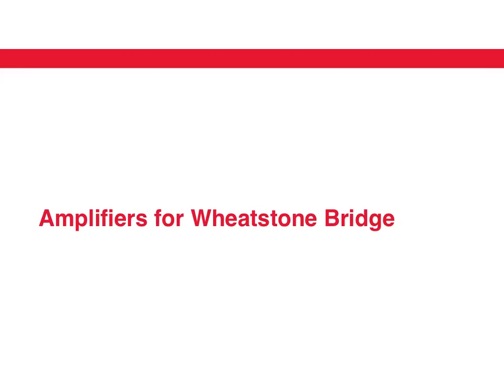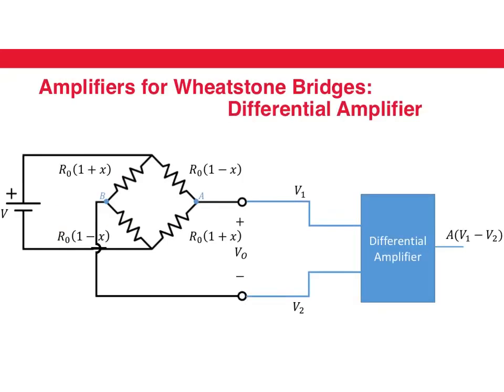In this video, we are going to look at amplifiers for the Wheatstone bridge. Now, as we saw before, the way the Wheatstone bridge works is we need to take the difference in the voltages at point A and B, and the basic circuit to take a difference is a differential amplifier. A differential amplifier takes a difference and then amplifies the difference and gives an output.